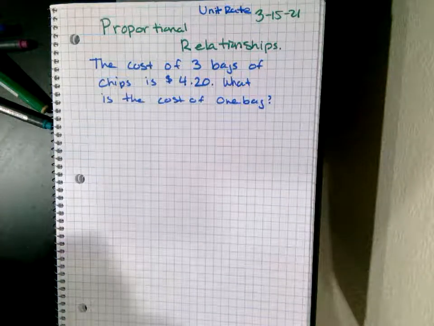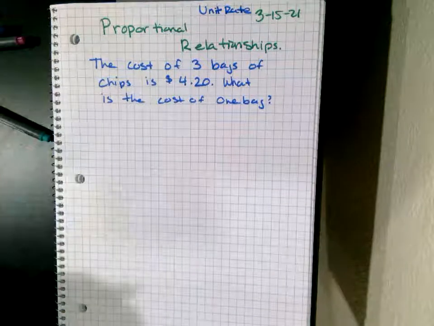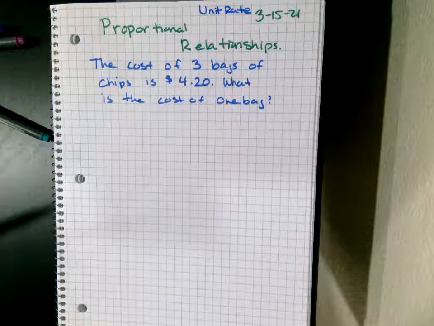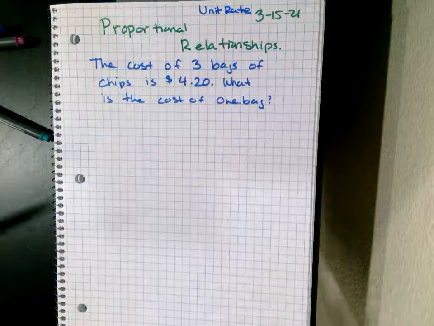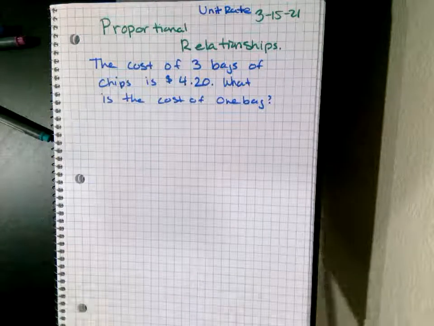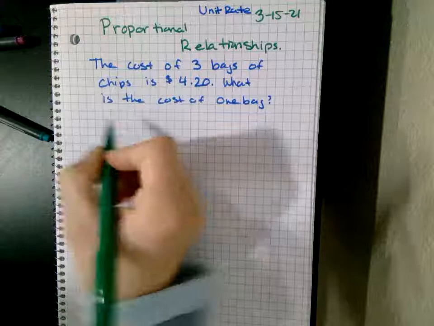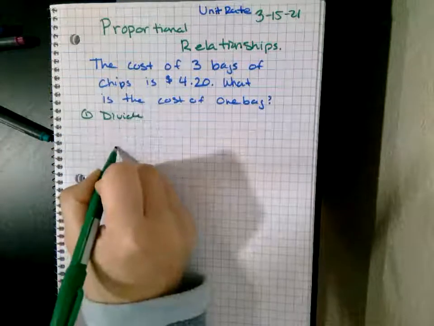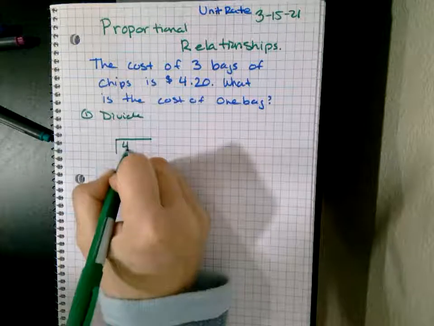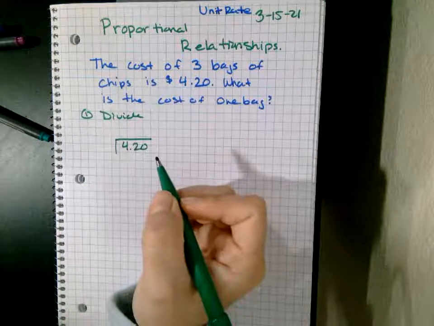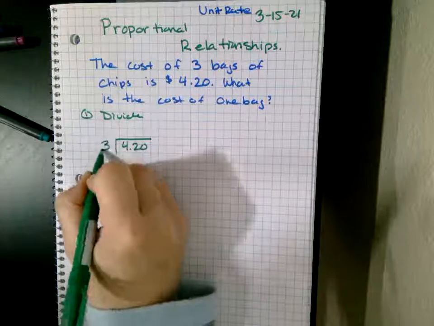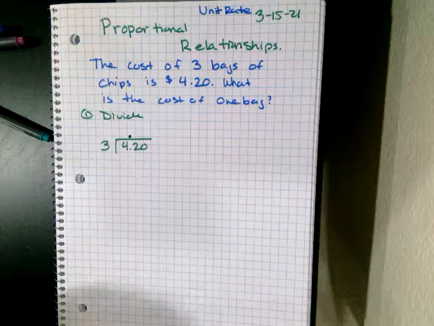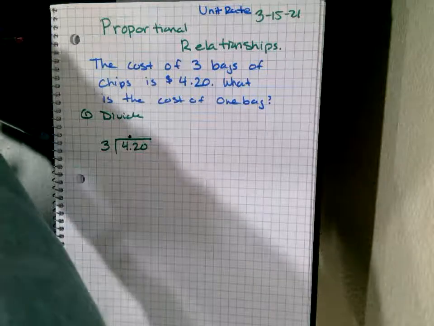So what do we have to do? We have to divide. Hence on your do now, there's a divide question. It's been like that since last week. Okay, so the first thing you have to do is to divide. So put $4.20 in the box and then the 3 outside. Okay? So we divide.